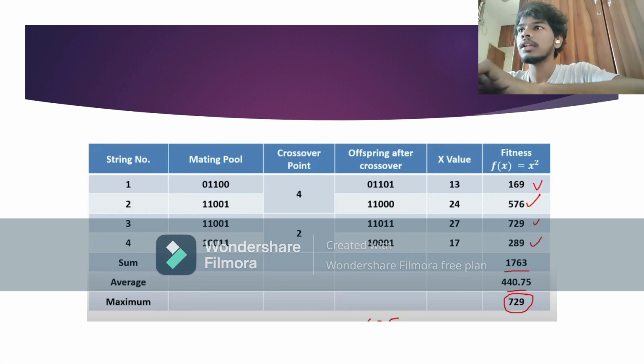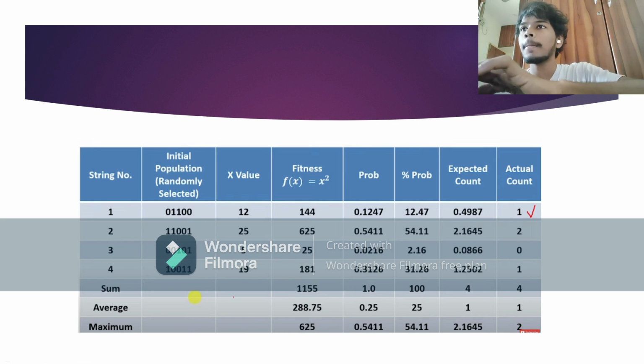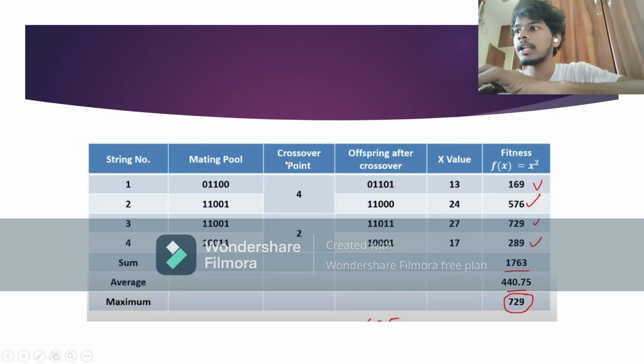Draw the next table which has string number, mating pool, crossover point, offspring after crossover, x value, and the same f of x fitness value. So the string number is 1 2 3 4, as we saw before. Then we have to select the crossover points, which are randomly selected by ourselves. For the offspring after crossover, we split the values and find the crossover: 0 1 1 0 1, 1 1 0 0 0, 1 1 0 1 1, 1 0 0 0 1. By converting the binary into the x value, we get 13, 24, 27, 17.